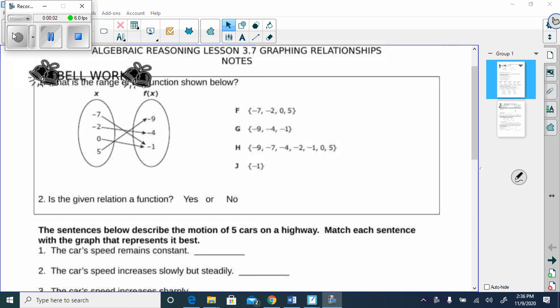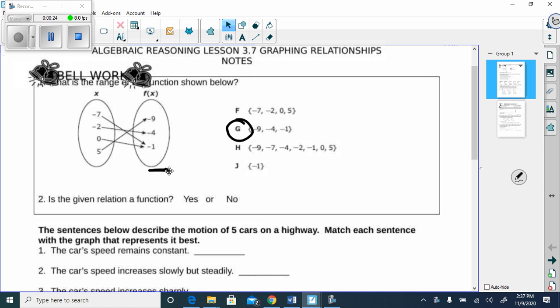When we said that range is the y values, that means I'm looking at this one, right? Okay, so I need the answer choice that has these y values. So what answer choice would that be? Good. Okay, and then it asks if this is a function or not.